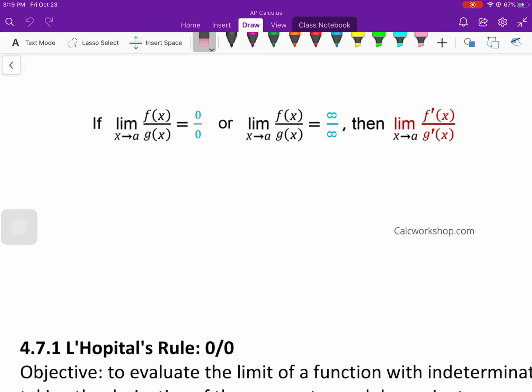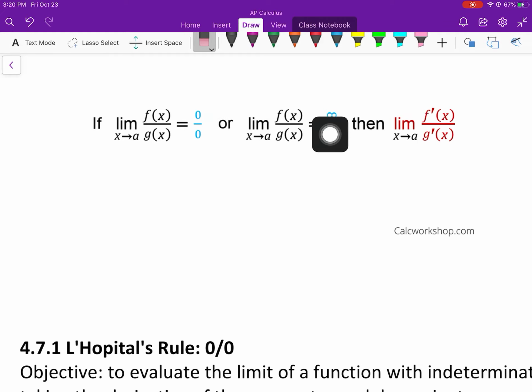And by the way, this test will fail if the limit is able to be found just by substituting in a number. If you substitute a number in and you get 5 over 0, that's not indeterminate. That's going to either infinity or negative infinity. If you end up substituting a number and you get like 5 over 7, that's your answer. So you can't use L'Hopital's. It'll actually fail and give you the wrong answer.